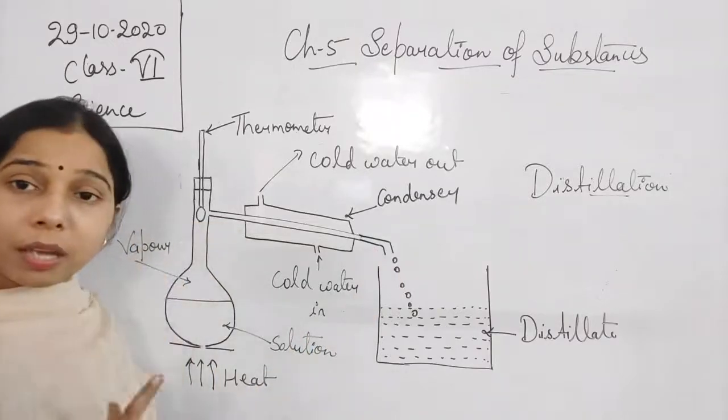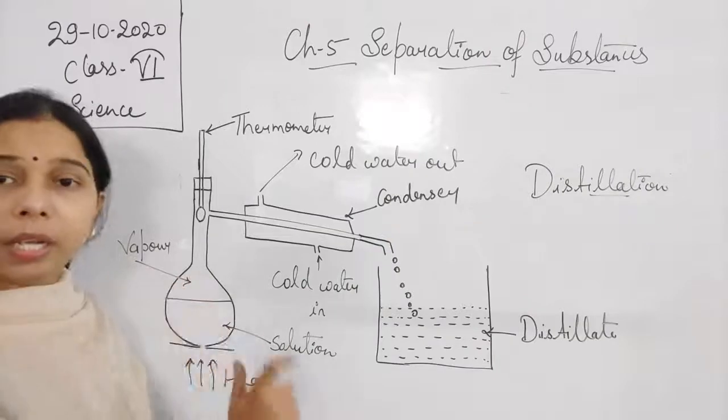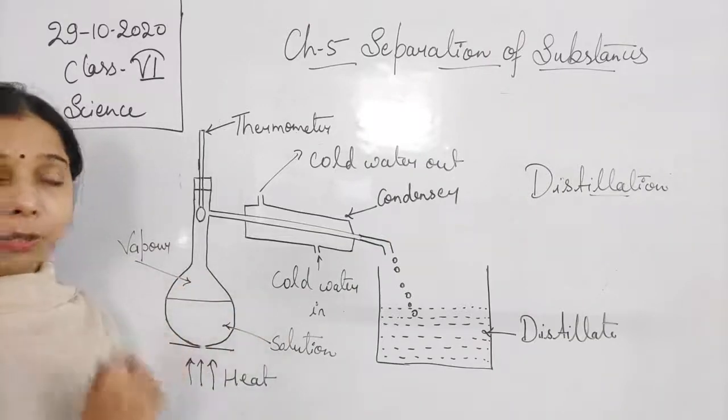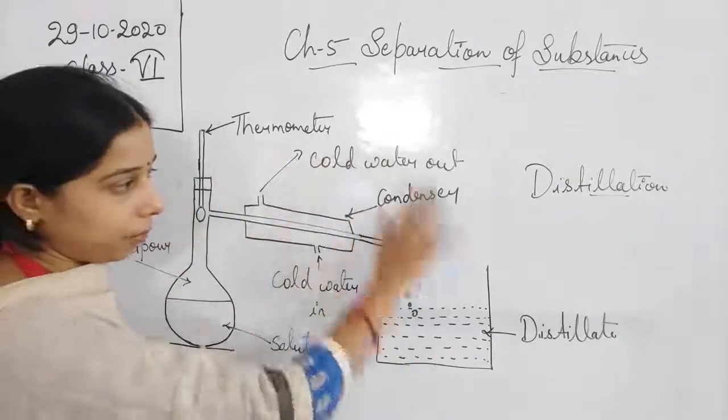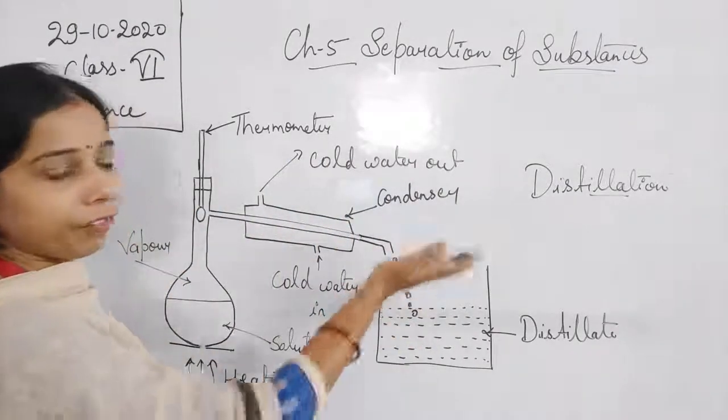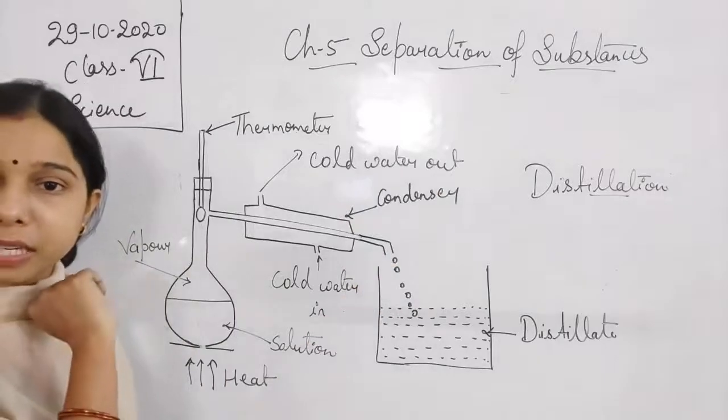But what happened in the evaporation? There we can only get the salt. Now you see, students, how? Let me tell you about the distillation, this diagram. And after that we will write the points which are involved in the distillation process.